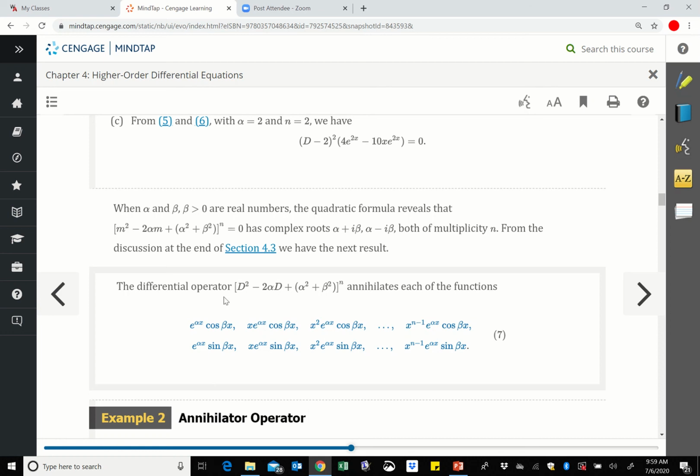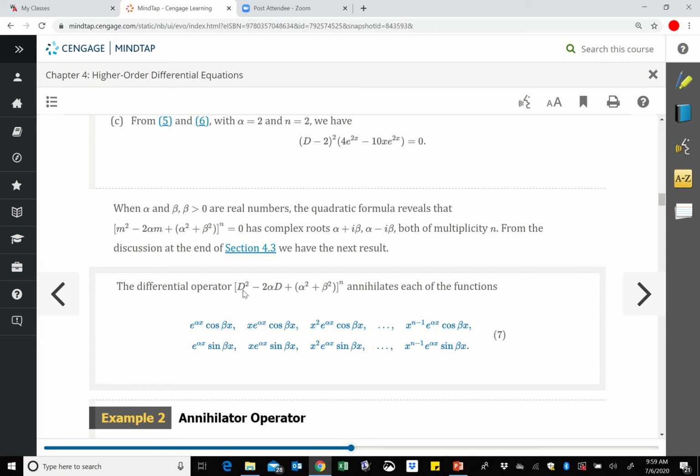We're now going to take a look at a differential operator that would annihilate each of the following functions listed in 7. So if we have things like exponentials times cosines or sines, or the largest combination that we're looking at, which would be polynomials, or in general powers of x times exponentials times cosines or sines, then the following differential annihilator would annihilate these functions.